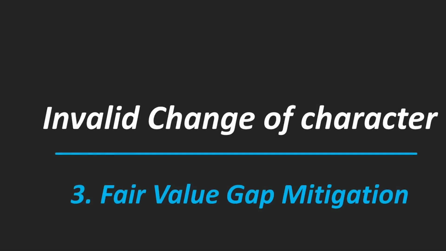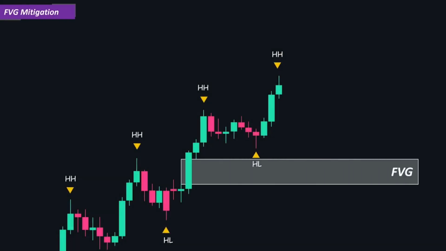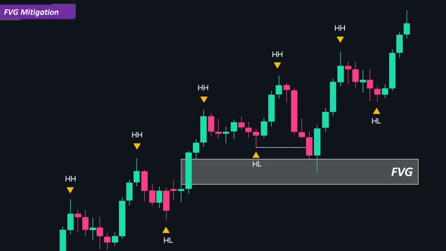Number 3. Fair value gap mitigation. If there is a fair value gap below the swing low, price may drop to fill or mitigate the gap and then continue higher. In this case, the move down is only a reaction to fill the gap, and not a real shift in structure, which invalidates the change of character.